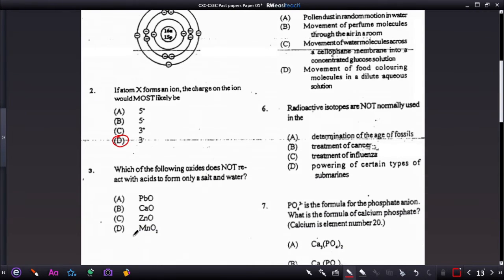3. Which of the following oxides does not react with acids to form only a salt and water? And we have seen this question in the previous past papers. I think it was 2003 or 2004. And the answer is manganese dioxide. Because of the extra oxygen that is present there, it will go on and form oxygen gas, while the others only form the salt and water.